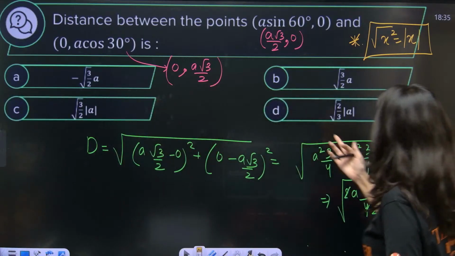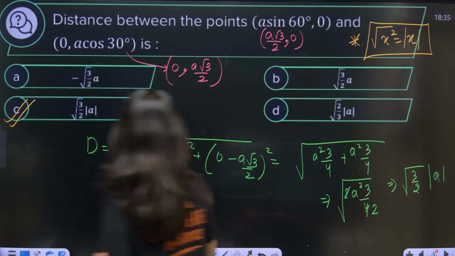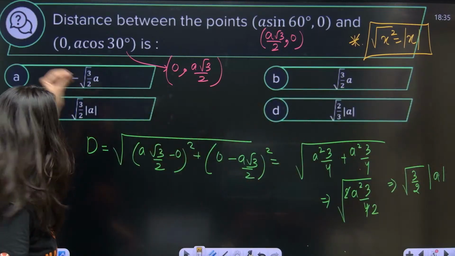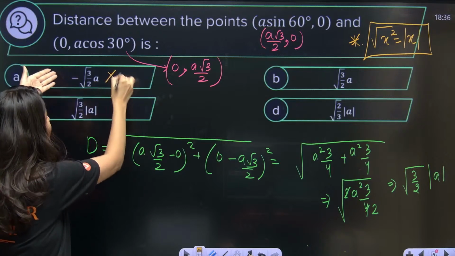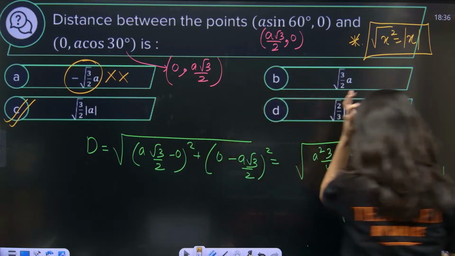All right, so which option is correct? C option is correct, right? C is absolutely correct. Now understand one thing: option A is absolutely wrong. Distance can never be negative. Correct? This option is absolutely incorrect.